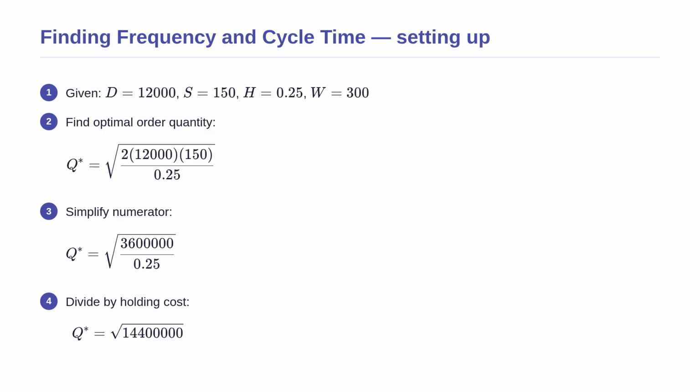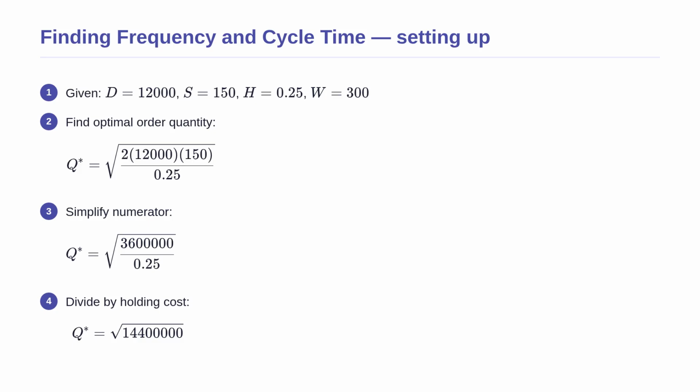Let us apply these new formulas to a factory setting. A factory needs 12,000 microchips a year. Ordering costs $150, holding costs 25 cents per chip, and they operate 300 days a year. First, we must find the optimal order quantity. We plug our values into the EOQ formula. Notice we keep the holding cost as $0.25 to match the ordering cost units.